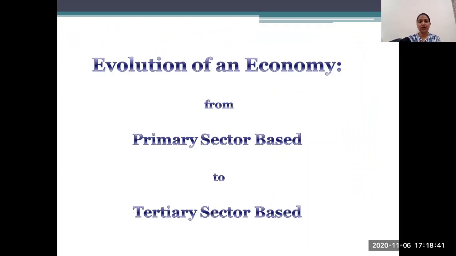Then we will see how this has evolved. Okay, evolution of an economy from primary sector based to tertiary sector based. Initially, when we talk about the early man, when they started developing themselves, doing agricultural activities, how this economy got developed, shifted from primary to secondary. During the early civilization, all economic activity was in primary sector. When the food production became surplus, people's need for other products increased. This led to the development of secondary sector.